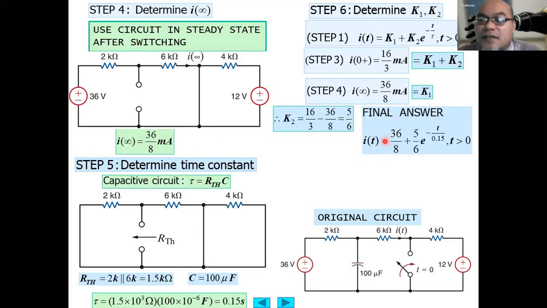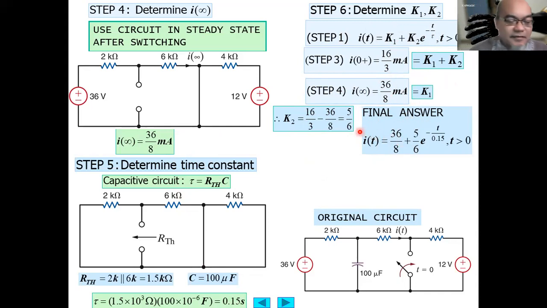So for the final answer, we insert back the values of K1 and K2 into the standard form of the solution. I(t) equals 36/8, that is K1, plus 5/6, that is K2, times exponent minus t over tau. The tau is here 0.15 second.